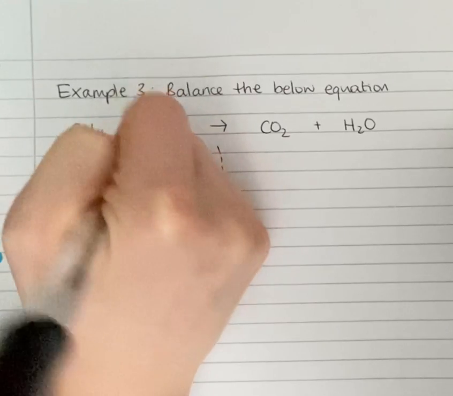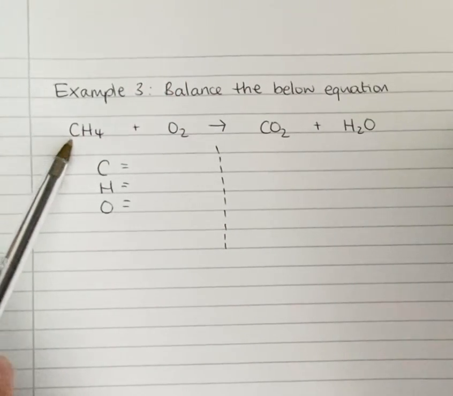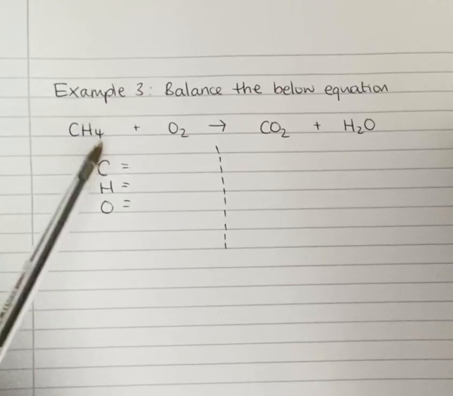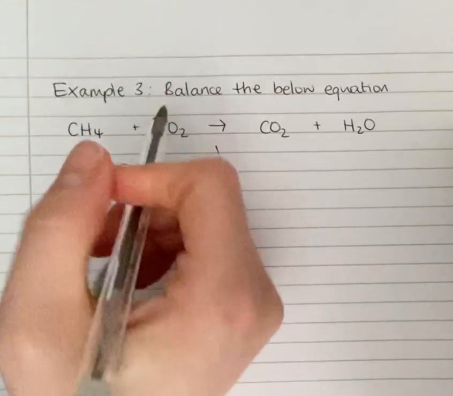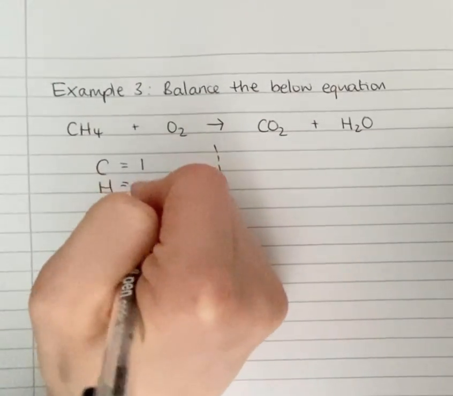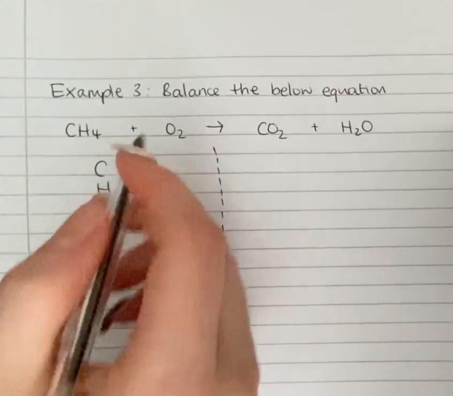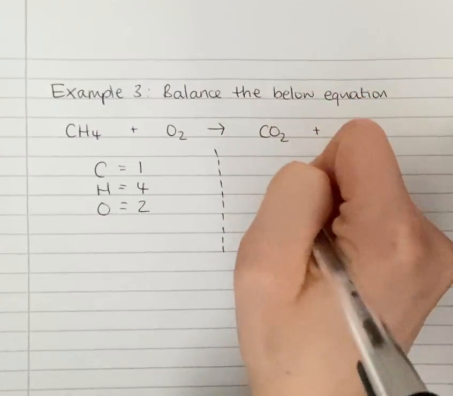So starting with our reactants, the 3 elements we've got are carbon, hydrogen and oxygen. There's no number after our carbon, which means 1, 4 hydrogen, 2 oxygen. Then we do the same for our products.